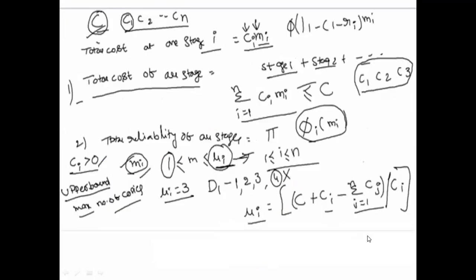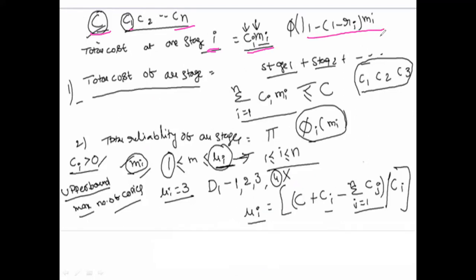And the overall cost is C. Each device cost is C1 to Cn. So the total cost of stage i, at a particular stage, 1 or 2, is Ci Mi. With respect to that, the reliability is 1 minus (1 minus Ri) to the power Mi.